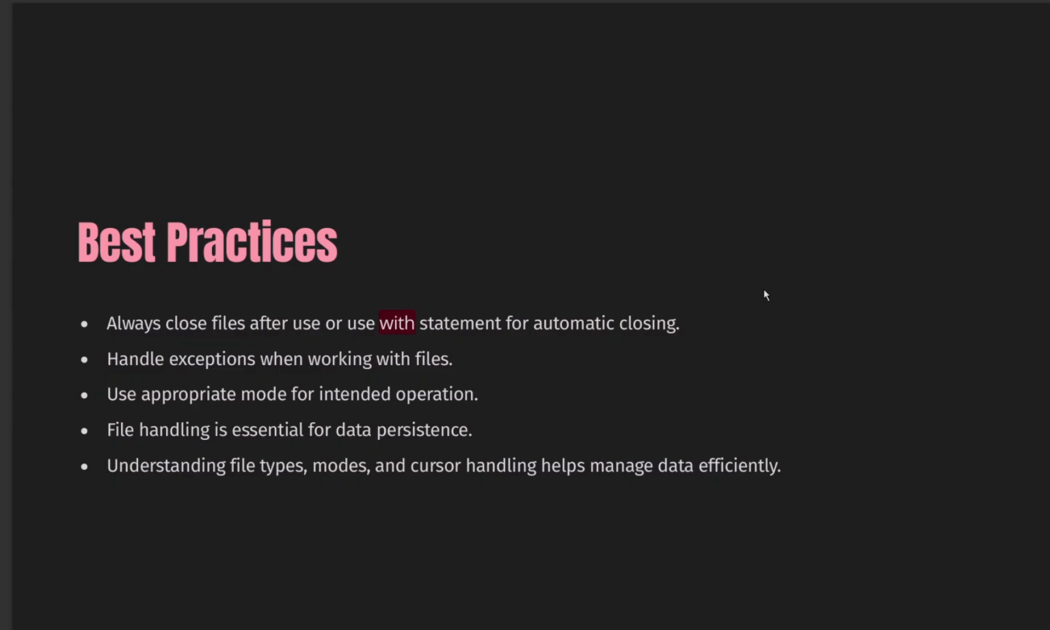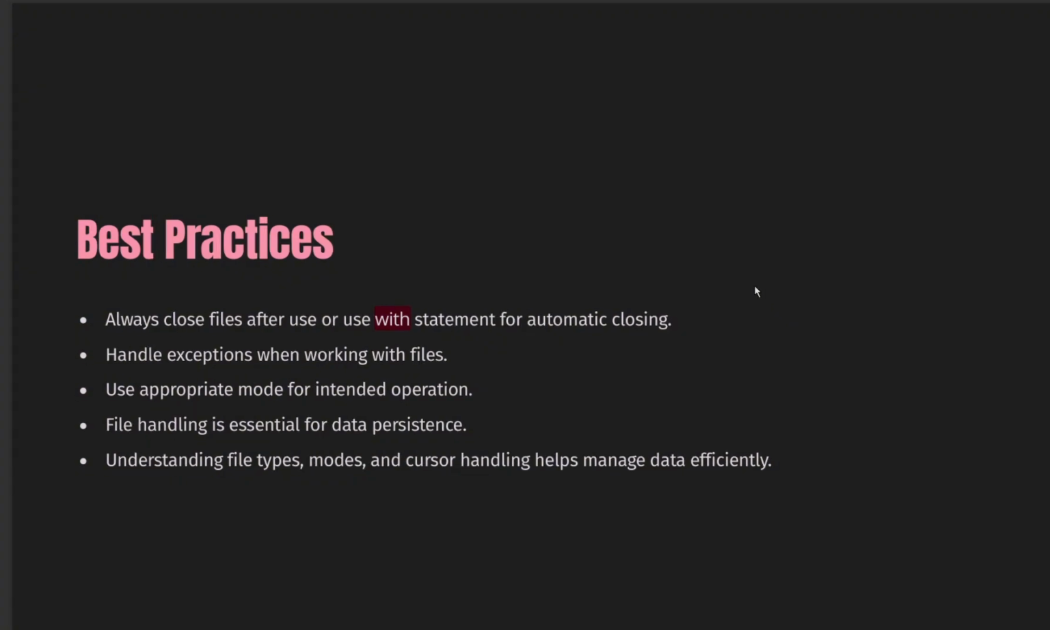The best practices to follow in file handling are: you should always close the file after use, or use the with statement for automatic closing, because it ensures the safety of the file. Handle exceptions when working with files. Use the appropriate mode for the intended operation, also to reduce errors. File handling is essential for data persistence. Understanding file types, modes, and cursor handling helps manage data efficiently.